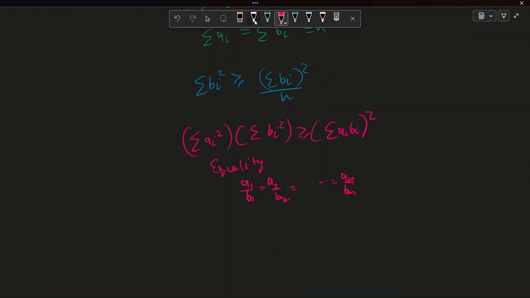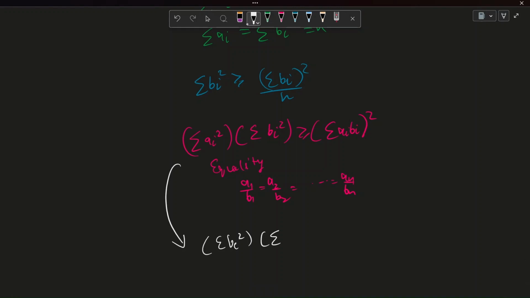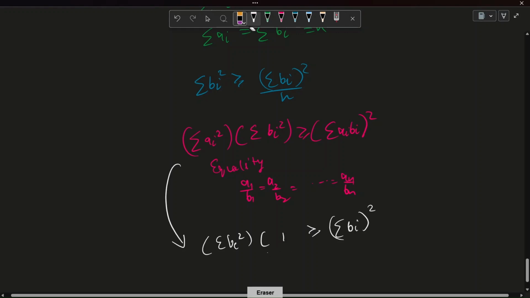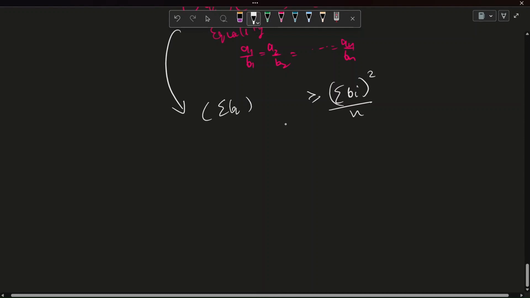What we will do is, using this, we can prove that the summation of b_i squared times the second term, and these second terms I will keep as ones. So the summation of 1, which basically comes to n, is greater than or equal to the summation of b_i, the whole squared. This summation of 1 is basically equal to n, and if we transpose n to that side, we get the summation of b_i squared is greater than or equal to the summation of b_i, the whole squared, divided by n. So from this, let's rewrite it.